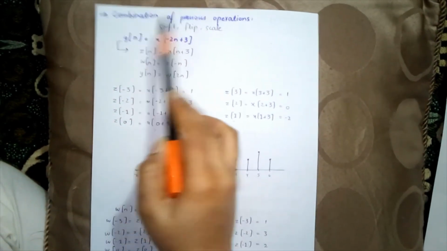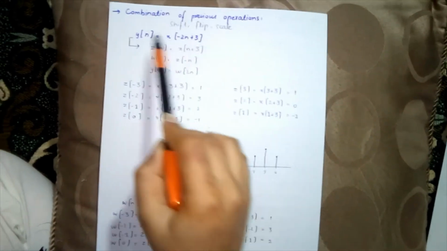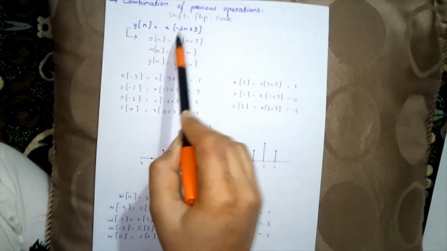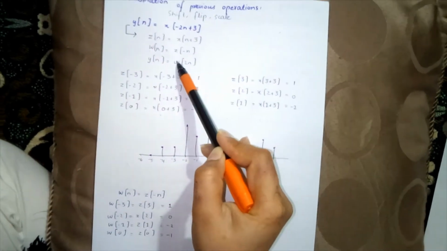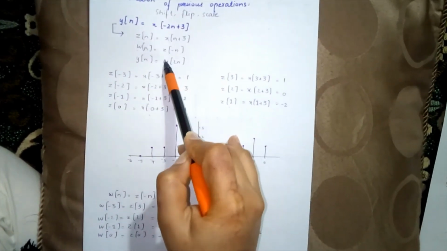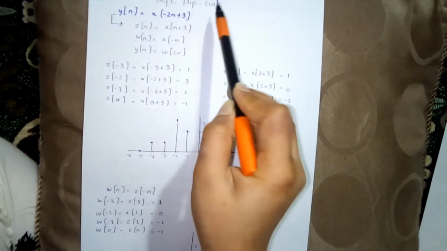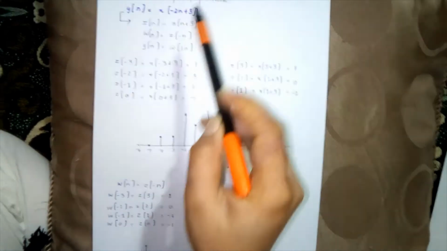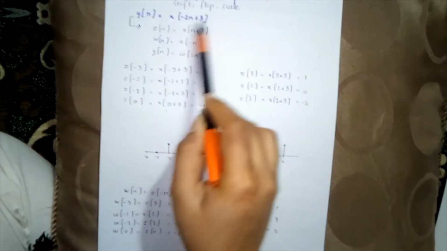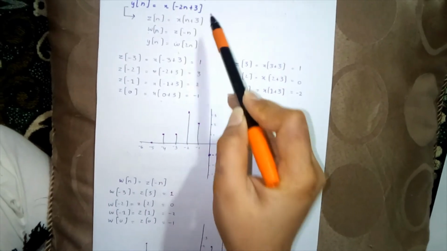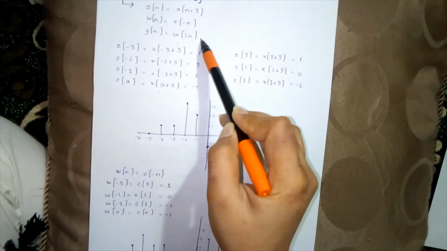Here is the combination of the previous operations. Now this is the signal. This signal contains shift, flip and scaling operations. The order that we follow is: the first one is the shift, the second is flip, and the third one is scaling. This function is divided into 3 sub-functions, in which the first one is shifting, the second is flip, and the third is scale.